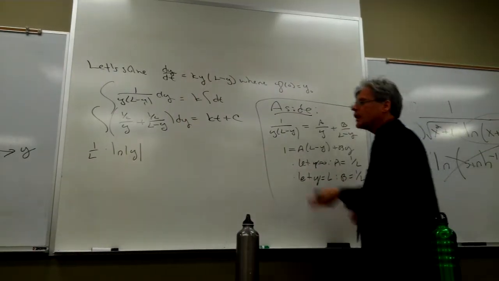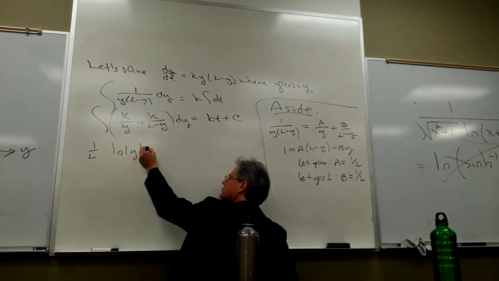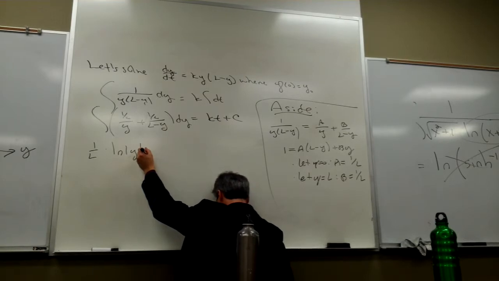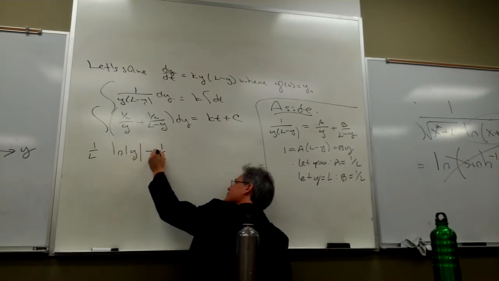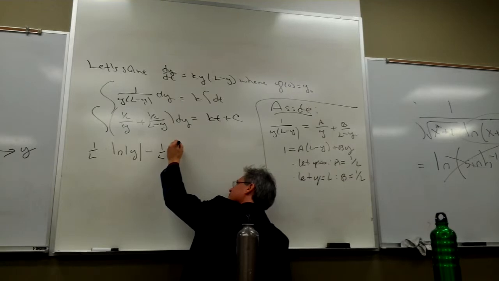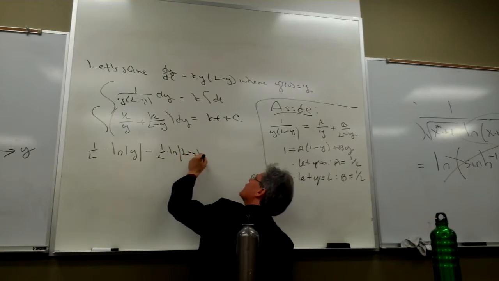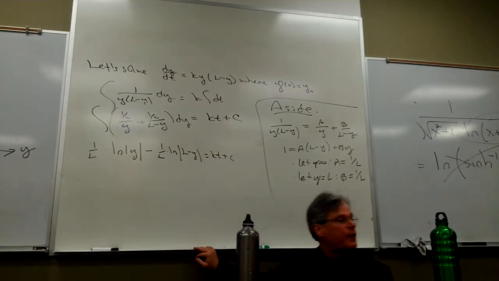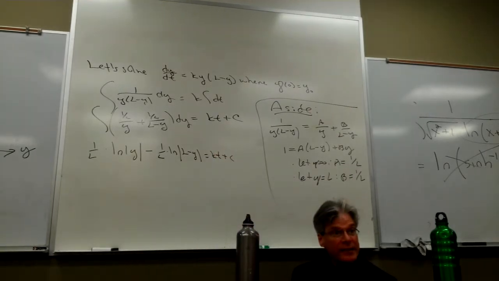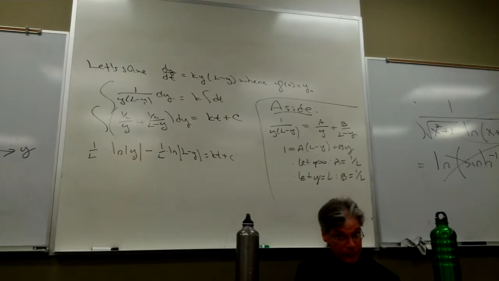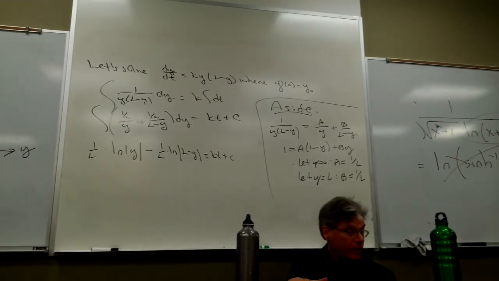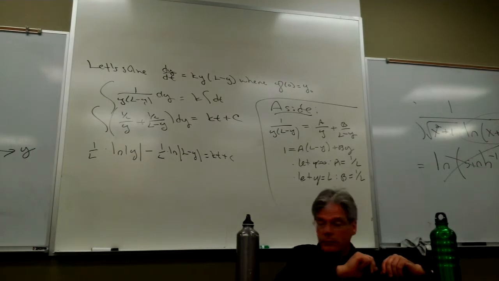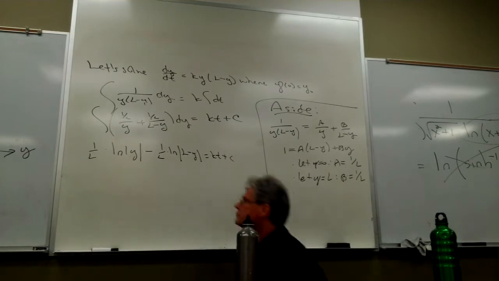And with the second integral, minus 1 over L times the natural log of the absolute value of L minus y. Looks nice. Equals kt plus c. But if it's at all possible, I'd like to isolate y and express y as a function of t, not that it always is possible using the separation of variables technique. But this time around, I think it is.